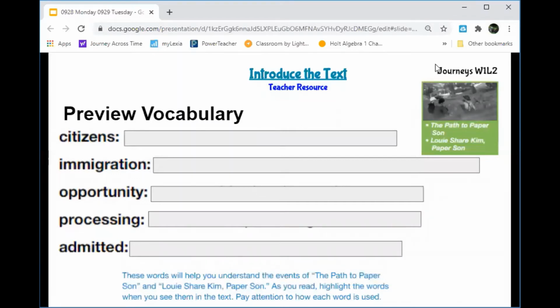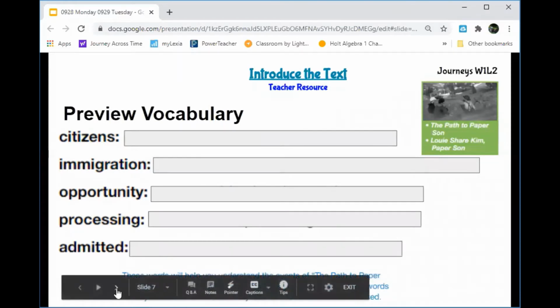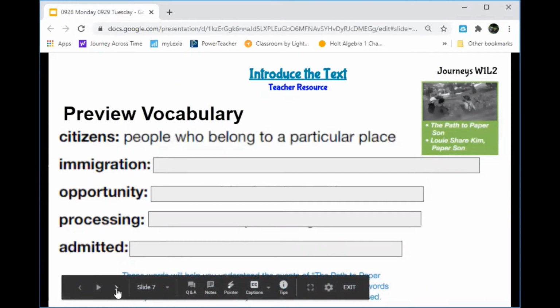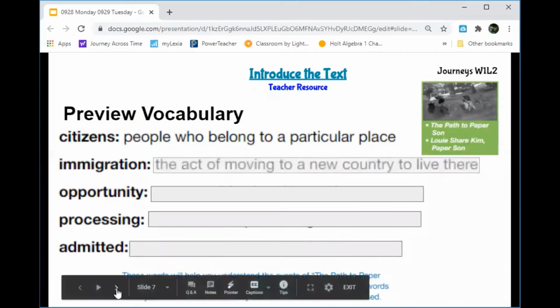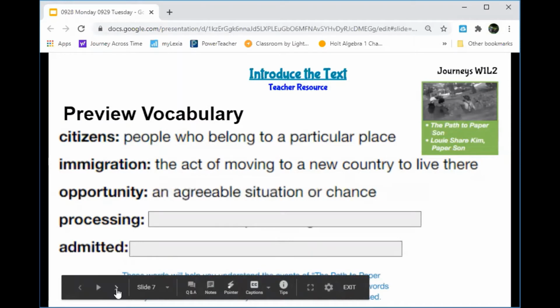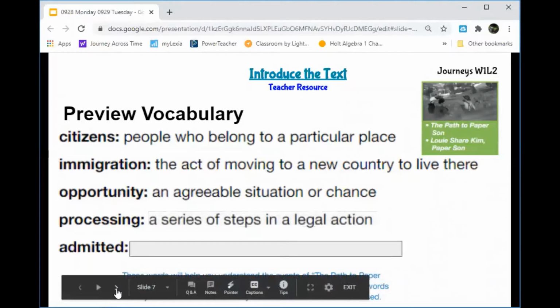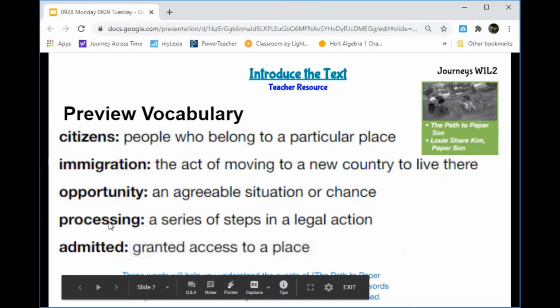As we read these texts, pay close attention to these vocabulary words. Think about how they relate to the main idea and details of the text. Citizens, people who belong to a particular place. Immigration, the act of moving to a new country to live there. Opportunity, an agreeable situation or chance. Processing, a series of steps in a legal action. Admitted, granted access to a place.